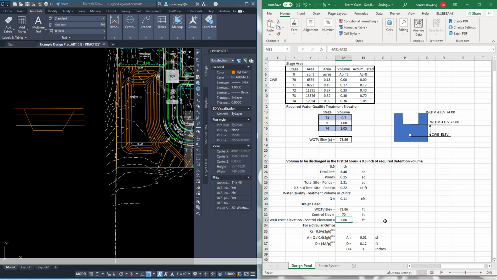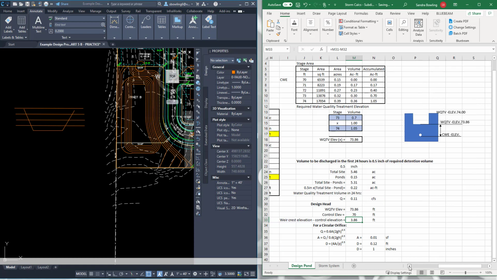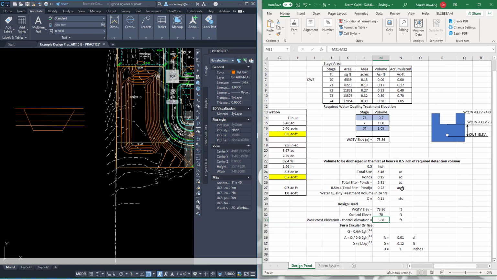So now, to figure out the hole size that'll allow that much CFS, if you had hydraulics already, some of this might make a little bit of sense to you. So from the crest elevation, from that 73.86 to control, which is 70, and I've always got my spreadsheets set so it's kind of an easy linked path. See how it's linked up here? That there's 3.86 feet. Okay, between the two.